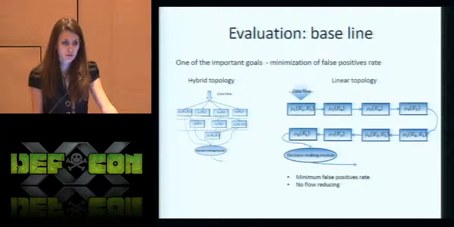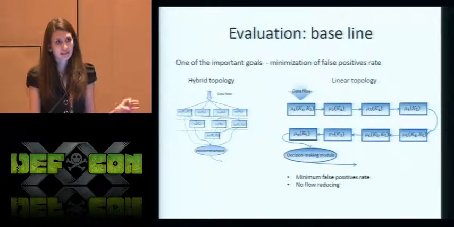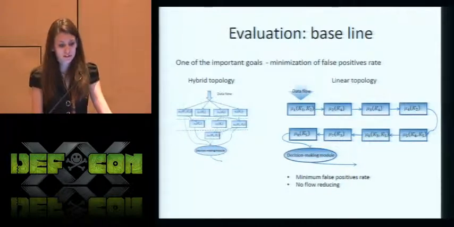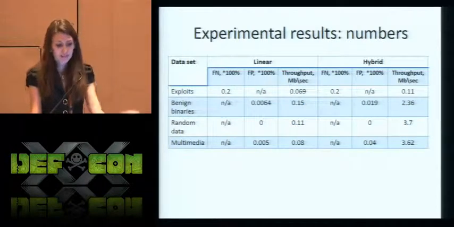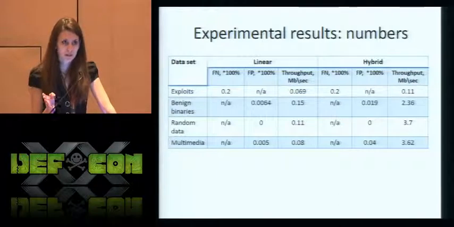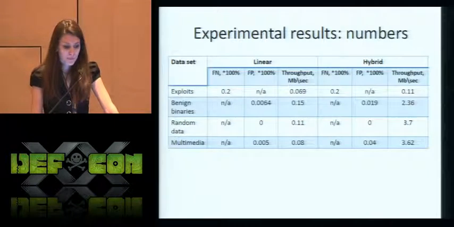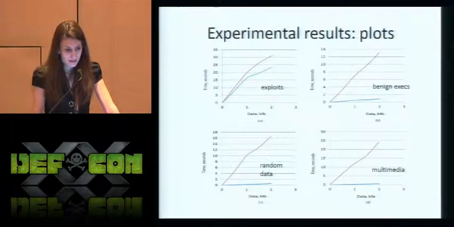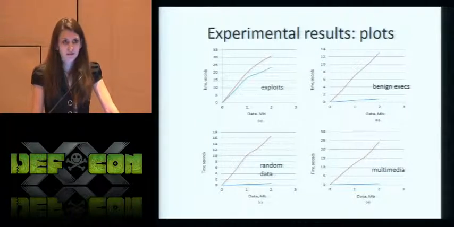One of the important goals of that work was to minimize the false positive rate. We noticed that we could achieve such a goal in a simple linear topology, when we execute one elementary classifier after another and there is no flow reduced in such a case. And here are the evaluation results. We compared hybrid topology with simple linear topology on four different datasets: an exploit dataset, with exploits generated by the Metasploit Framework, benign Windows and Linux binaries, random data, and multimedia also. And here's the visualization. The red line stands for linear topology, the blue line stands for hybrid topology. As you can see, on some datasets hybrid topology is more effective than linear, up to 45 times.